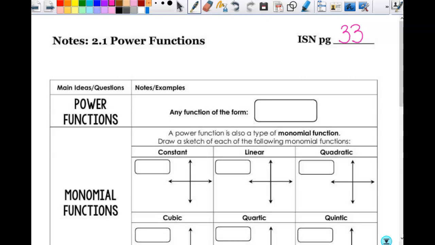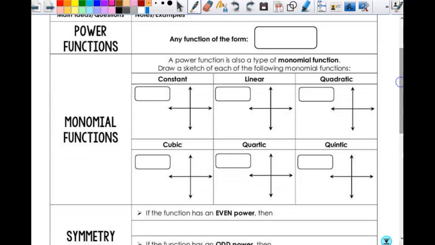And a power function is any function that looks like this. F of x is equal to a times x to the n power. A cannot equal 0, and n cannot equal 0, right? And it's a monomial. It's just one single term. There's nothing plus or minus after that, nothing at all. It's just one term. Okay, so a power function is also a type of monomial function.